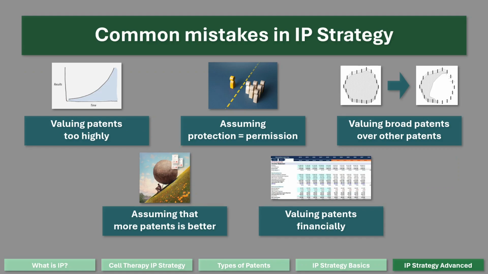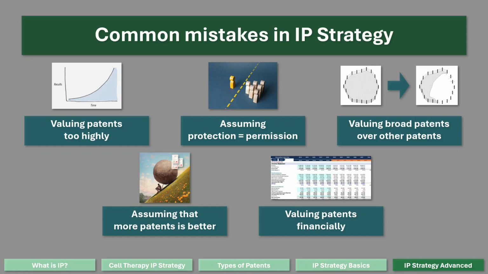Finally, some common mistakes in IP strategy made by strategists include: Number 1. Valuing patents too highly. Filing a patent means that high-level concepts of the invention are disclosed to all potential competitors. This loss of secrecy may not be beneficial to a biotech, and sometimes it may be better to keep an invention a trade secret rather than a patent.